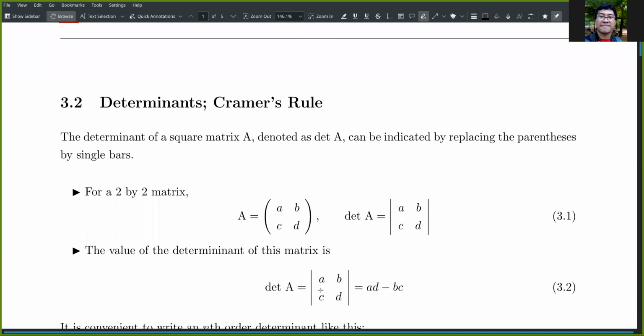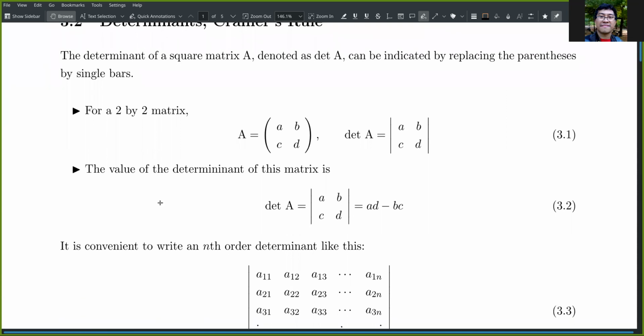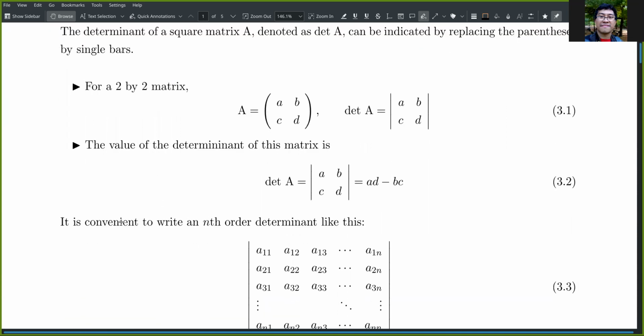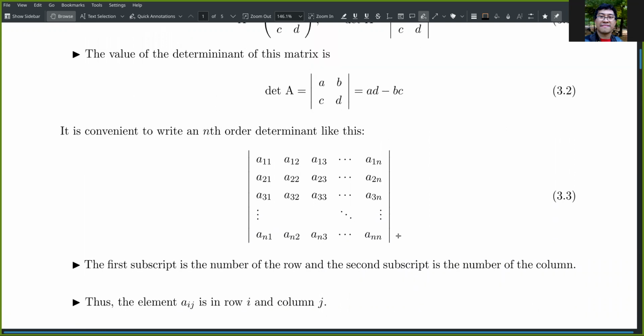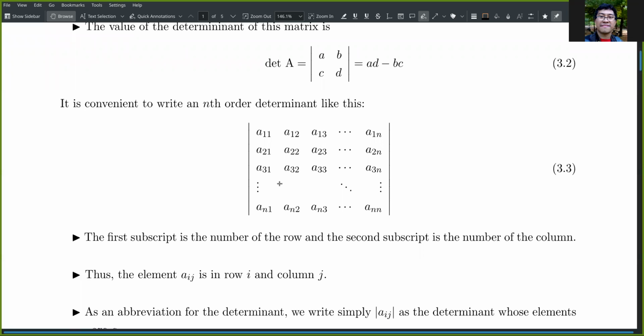The value, for example, for a 2 by 2 matrix A is simply a times d minus b times c. For an nth order matrix, let's say we write the determinant like this. The first subscript, so here in the subscripts shown, we have 1 1, 1 2, 1 3 and so on. So the first subscript is 1 here, and here we have 2, 3 and n. This corresponds to the rows. And the second subscript 1 here, this becomes 2 here, 3 and n corresponds to the columns.